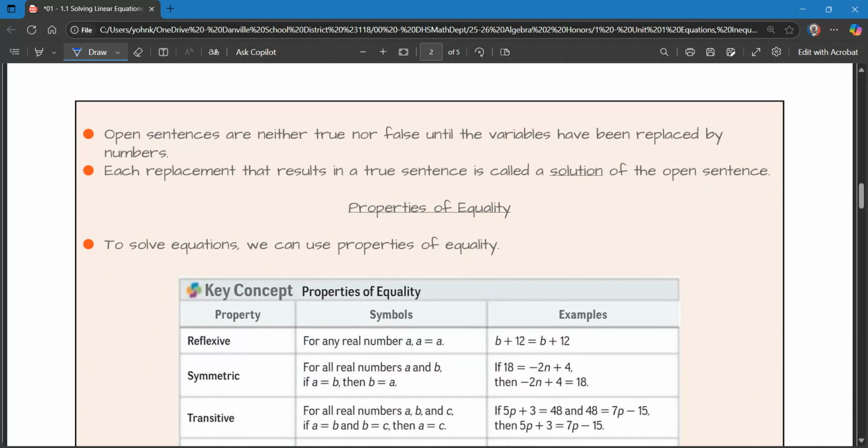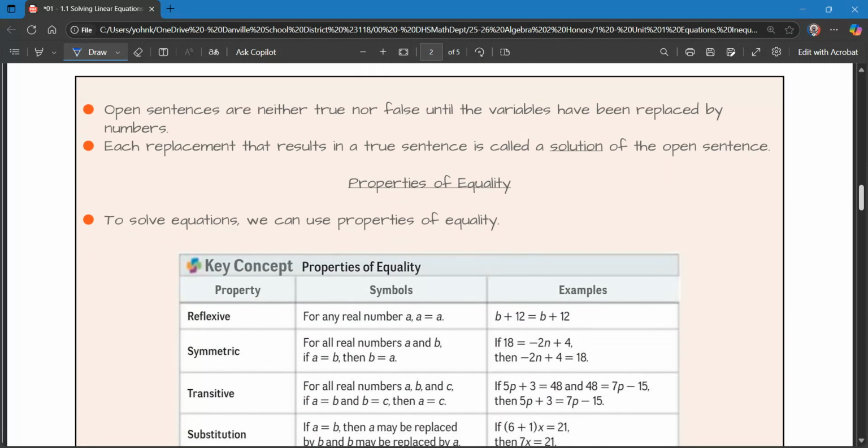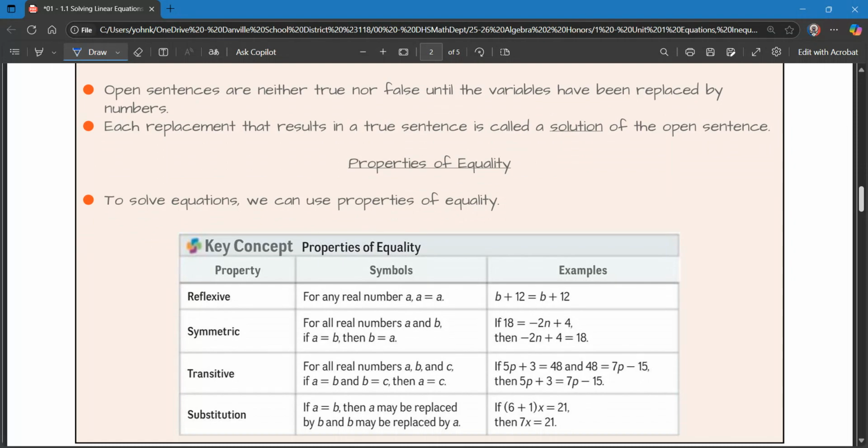All right, so open sentences are neither true nor false until the variables have been replaced by numbers. So if you just have an equation, you can't prove it true or false until you plug something in for the letter. Like if you have x plus 2 equals 7, you can't say if that equation is true or false until you say x equals blank. Each replacement that results in a true sentence is called a solution of the open sentence. So the solution here would be x equals 5.